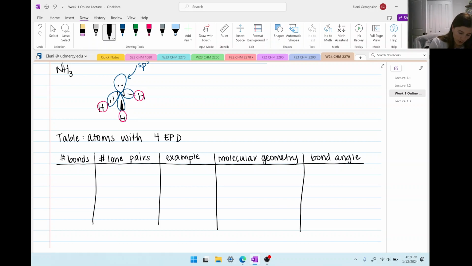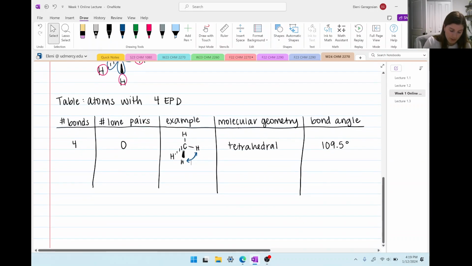Okay, so if we have 4 electron pair domains and all of them are bonds, so we have 0 lone pairs, an example of that is methane. Its molecular geometry is the same as its electronic geometry, so it is tetrahedral. The bond angles in a tetrahedral shape are 109.5 degrees. That's the angle between 2 outer atoms. So that angle there is 109.5.